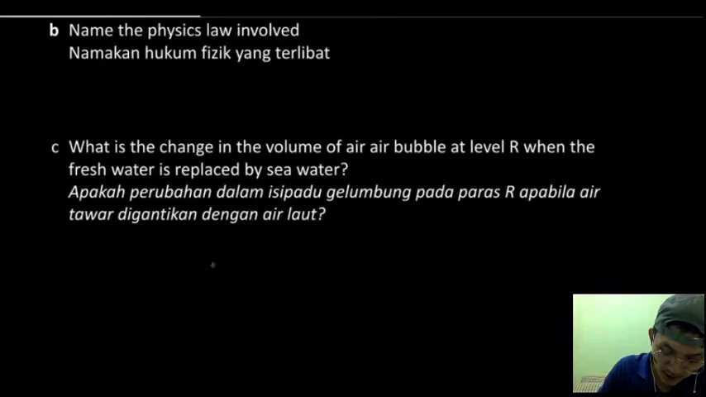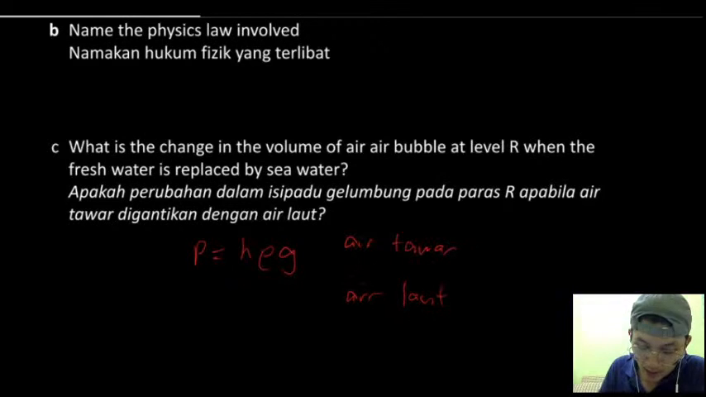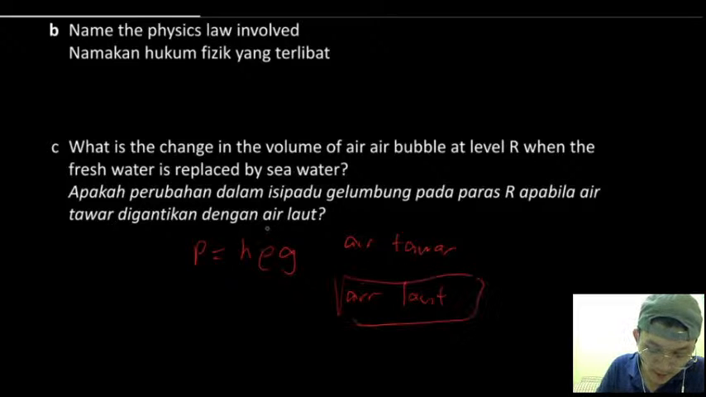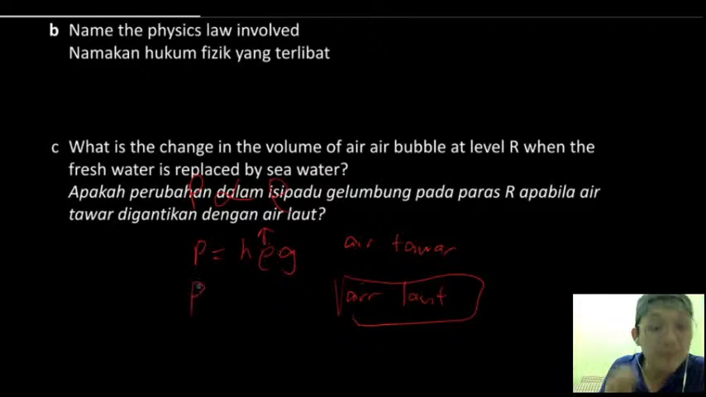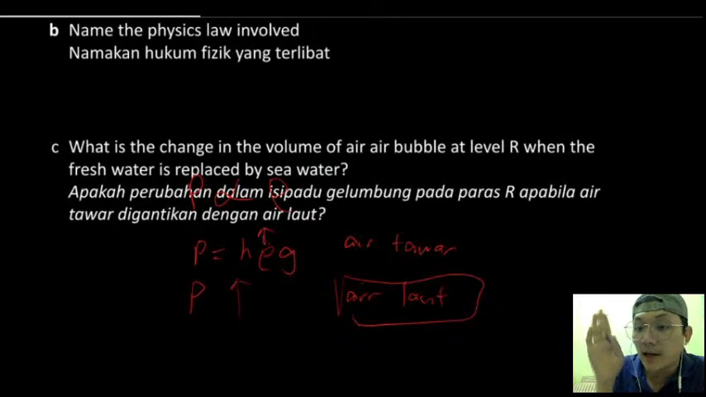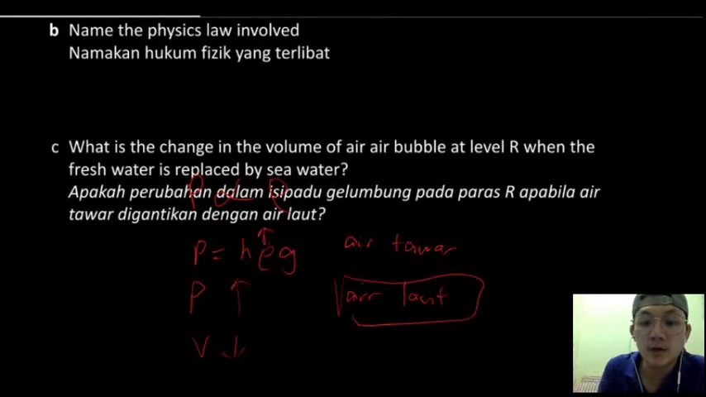Okay, so P is equal to H rho G. Alright. So air tawar dengan air laut. Okay, kita bandingkan ketumpatan. You know, air laut lebih tinggi. That means ketumpatan dia naik. Okay, ketumpatan naik, that means, so daripada formula ini, P adalah berkadar langsung dengan rho, tekanan akan naik. Jadi, tekanan dekat R kalau ganti dengan air laut sudah naik, means isi padu dia akan turun, berkurang. Alright, isi padu berkurang.